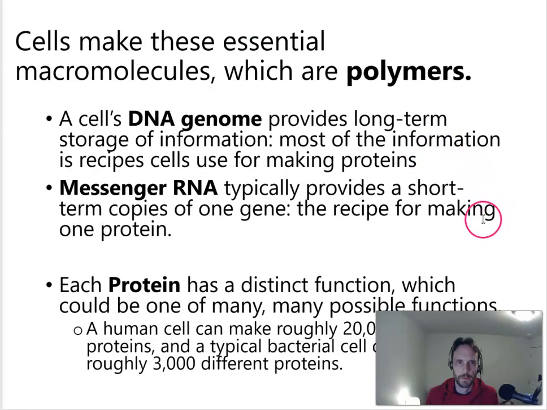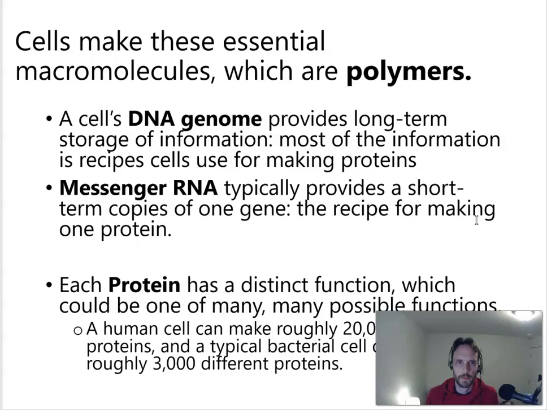Okay, here we were. Each protein has a distinct function. An enzyme is one of those functions. A human cell can make something like 20,000 different proteins, many of which are enzymes, and a bacterium can make about a tenth of that usually. Many of them are enzymes.